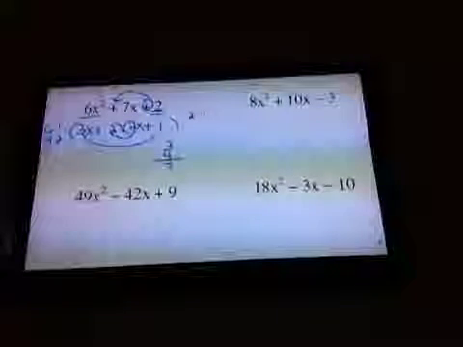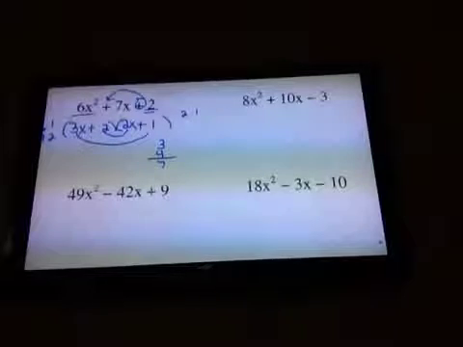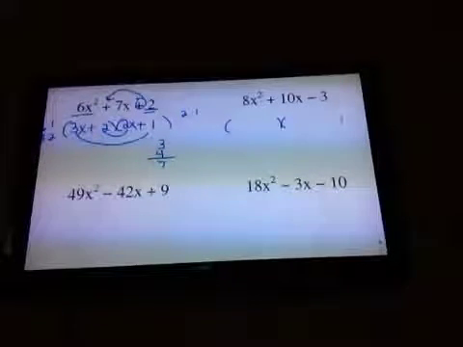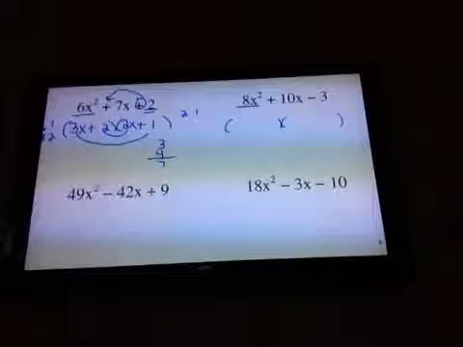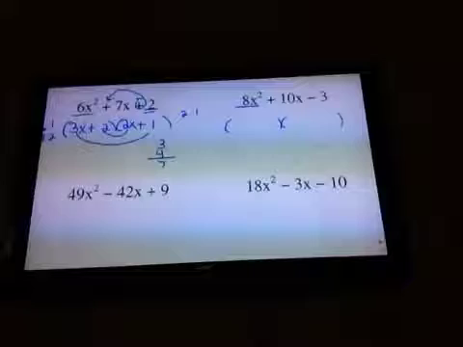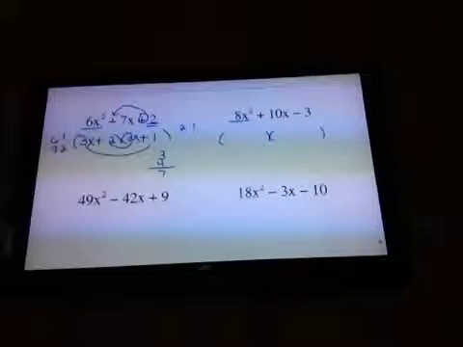Okay, let's look at the next one. No common factor yet. Haven't started those. 8x squared. I can choose 8 and 1, or I can choose 4 and 2. I like 4 and 2 better. Doesn't mean I'm right yet. I don't know.